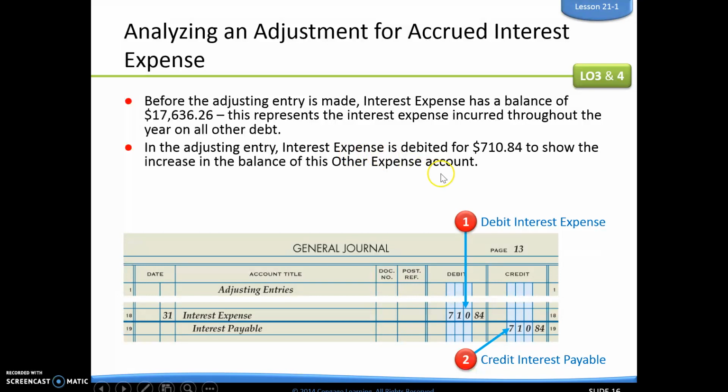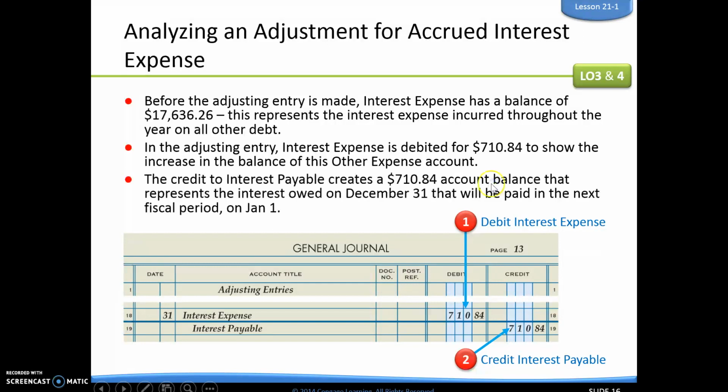And so that interest expense gets debited for $710.84. We've calculated that before. It's just interest expense for a month. And the credit to interest payable creates a $710.84 account balance there. That's how much is owed before we start our next fiscal period.